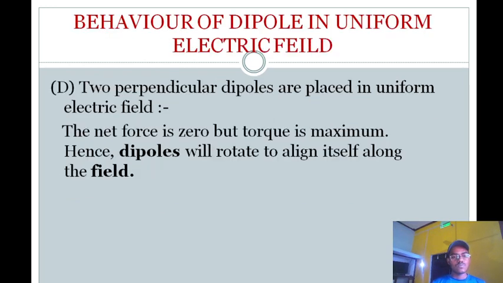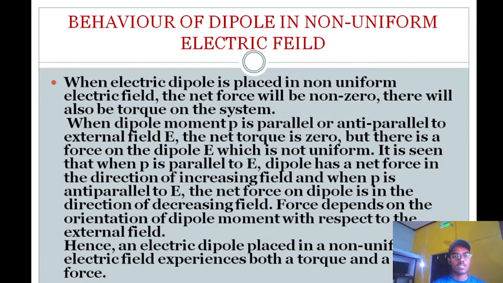D. When two perpendicular dipoles are placed in uniform electric field, the net force is zero but the torque is maximum. Hence, dipoles will rotate to align itself along the field. Now, second topic, behavior of dipole in non-uniform electric field.